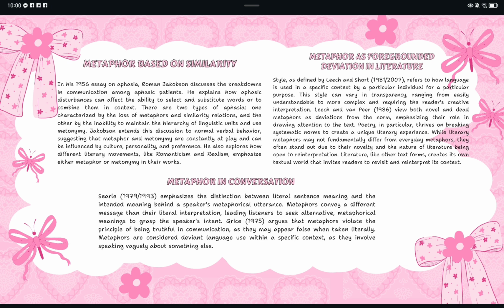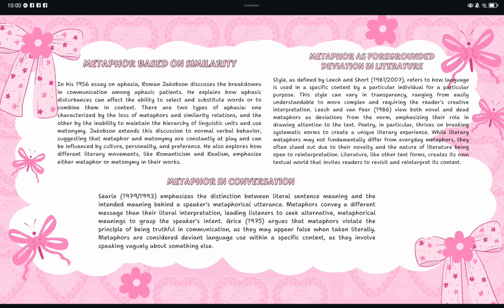And number 3, we have contextual use. Aphasic individuals may have difficulty understanding how words are used in different contexts. They might misinterpret the meaning of words based on their literal definitions, failing to grasp the intended meaning based on the surrounding context. These disruptions to word selection, substitution, and contextual use underscore how aphasia can significantly hinder the ability to communicate effectively.